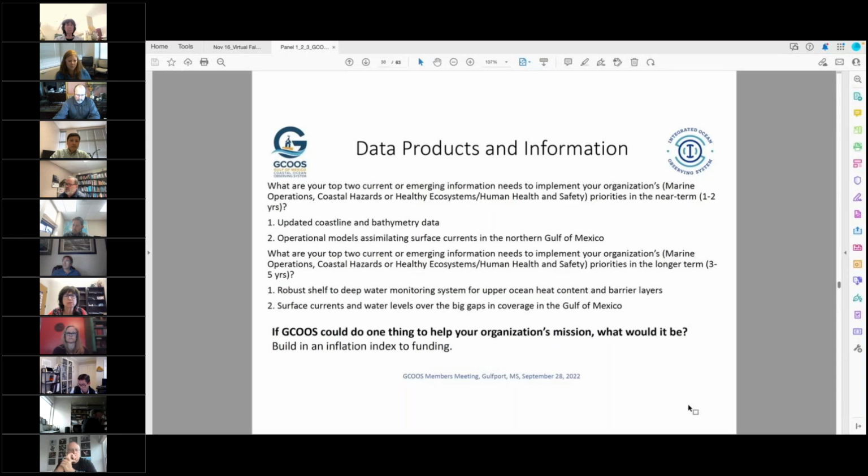And then we need to fill some of the big gaps in coverage in the Gulf of Mexico for HF radar. Our gaps are very large. We have a big one in the west and a big one in the east of the Gulf of Mexico. And then just thinking from our organizational standpoint, one of the things that would help our organization's mission is to build in an inflation index into operational funding. And I think that's it.